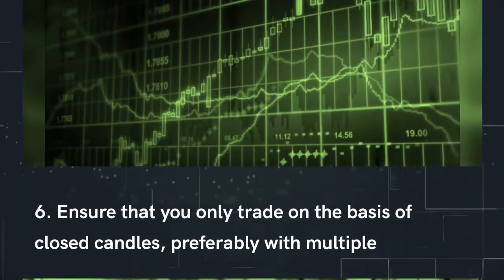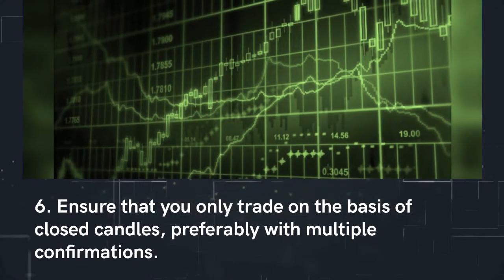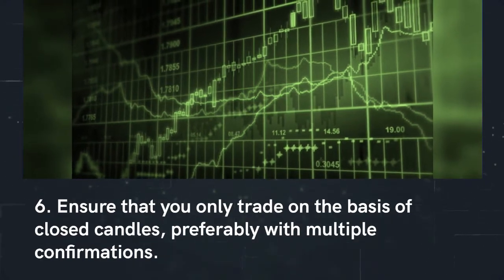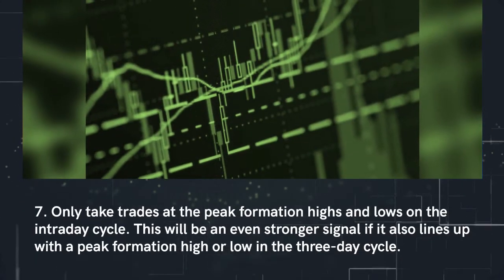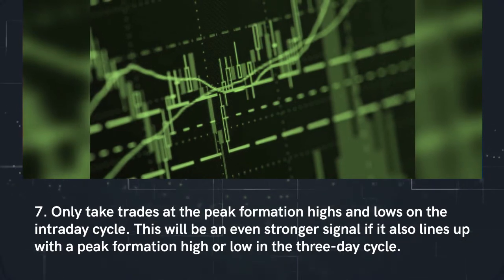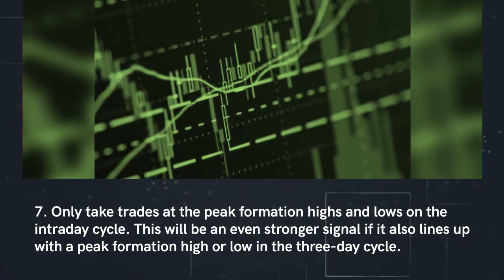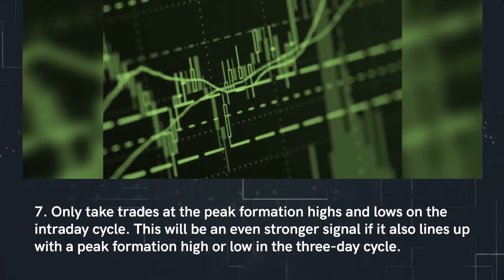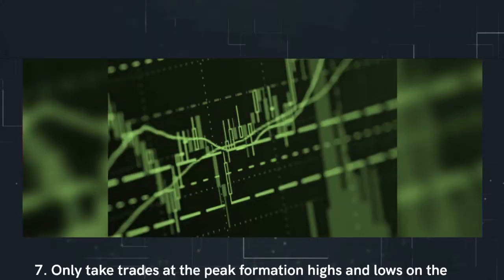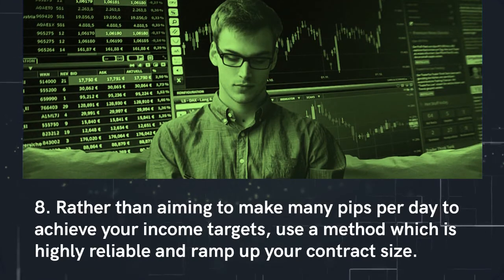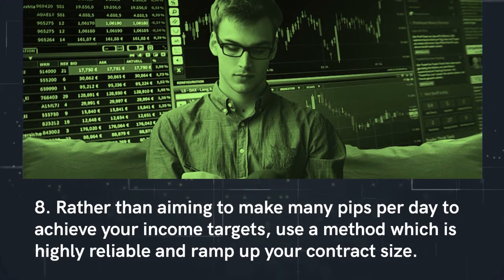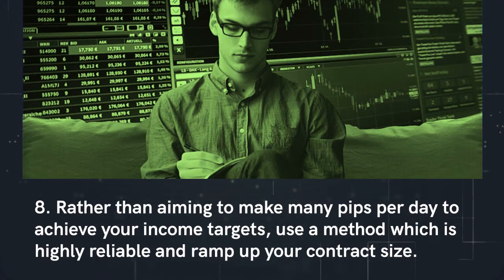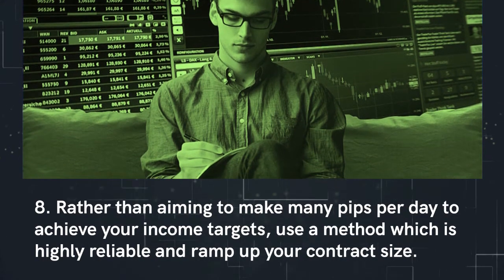6. Ensure that you only trade on the basis of closed candles, preferably with multiple confirmations. 7. Only take trades at the peak formation highs and lows on the intraday cycle. This will be an even stronger signal if it also lines up with a peak formation high or low in the 3-day cycle. 8. Rather than aiming to make many pips per day to achieve your income targets, use a method which is highly reliable and ramp up your contract size.